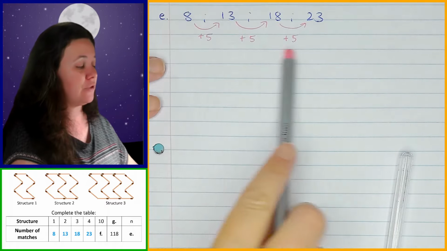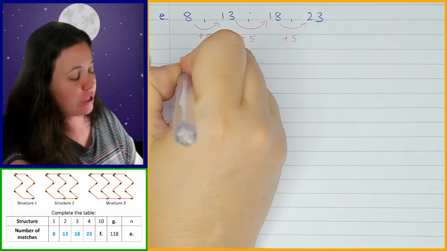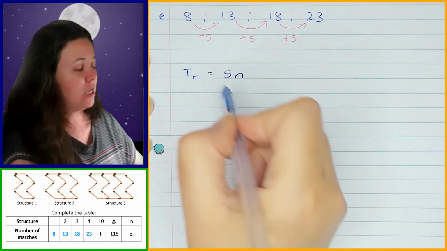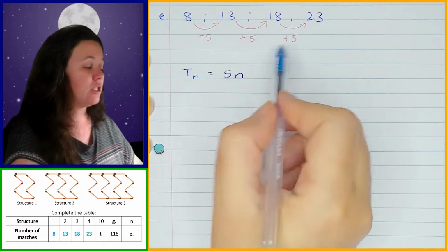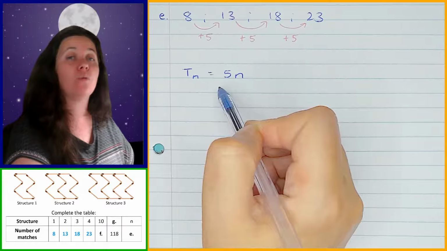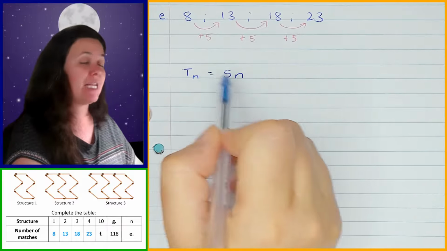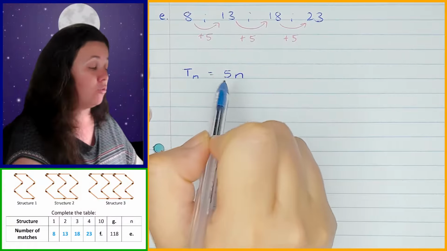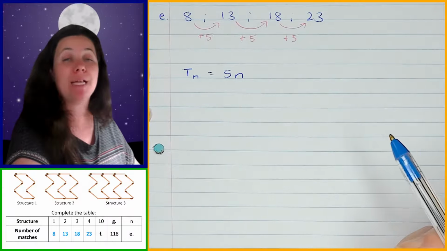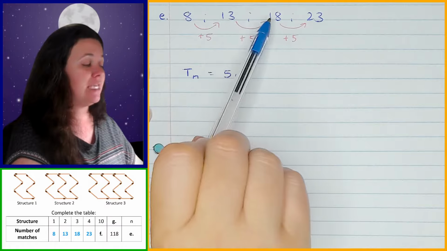If my constant difference is 5, then we're going to have Tn equals 5n. I multiply n by that constant difference. So Tn is equal to 5n. Now I need to work out what the rest of the rule is because that's not the whole rule. If the whole rule was 5n, my pattern would be 5, 10, 15, 20. But it's not. It's 8, 13, 18, 23.